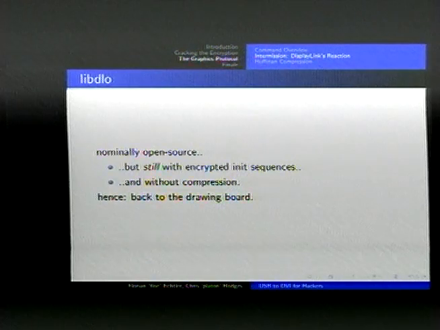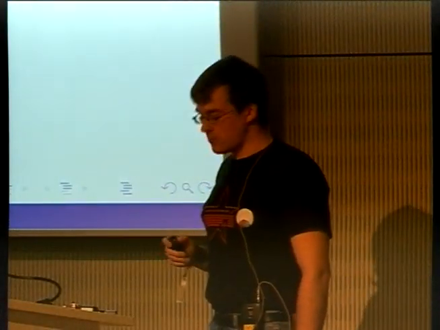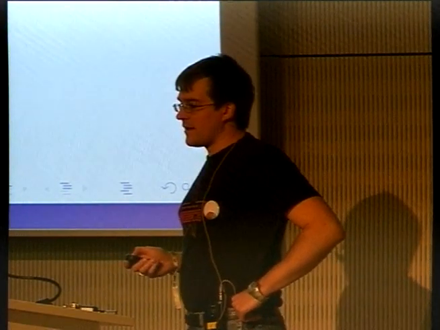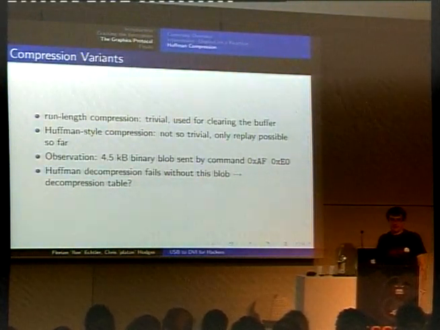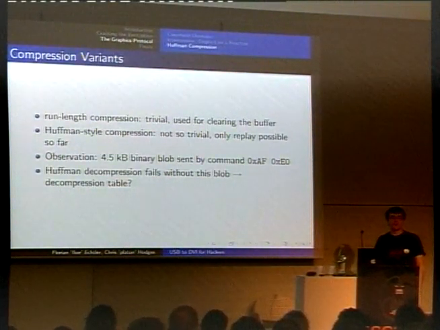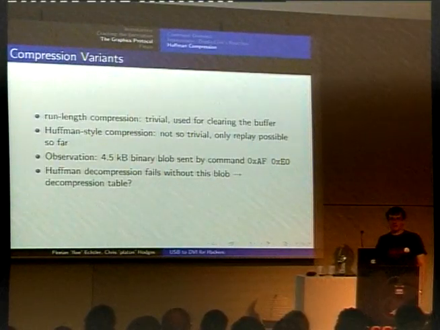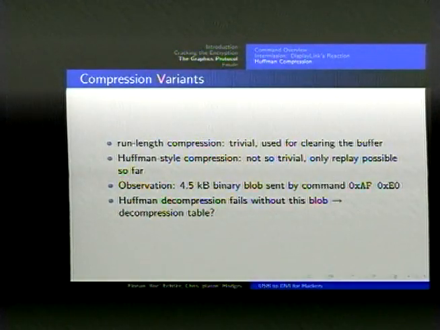The init sequences were, in fact, still encrypted, so there were still just big binary blobs which were dumped to the device. And the compression, especially the Huffman-based compression, which is the defining feature, more or less, of these things, was still missing. So at this point, we decided that we would have to figure out the Huffman compression by ourselves, and started to have a look at this. I already mentioned the run length compression. The Huffman compression, which something like GZIP uses, is, of course, much more efficient for picture data. The run length compression might actually work quite well for things like desktop images or just user interfaces. But as soon as you get pictures or video, the Huffman compression, of course, is much more efficient.